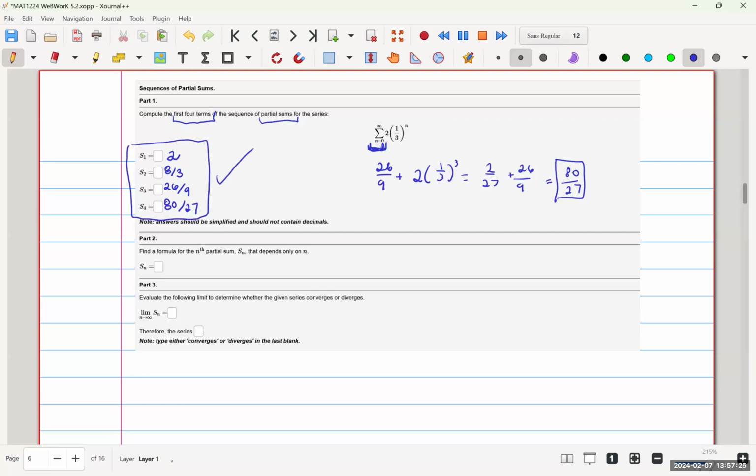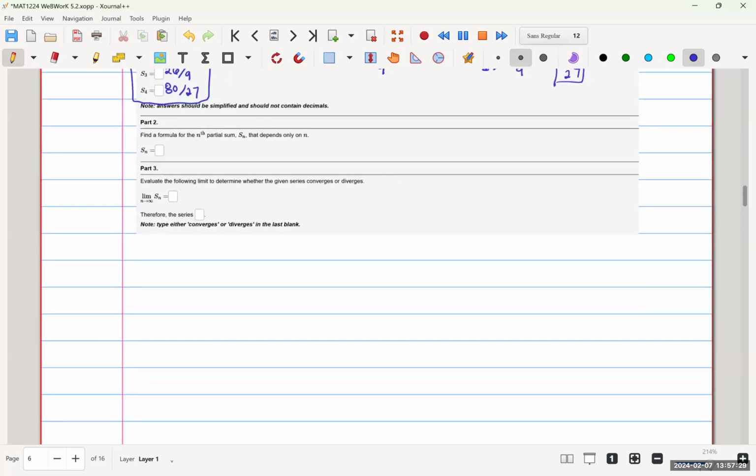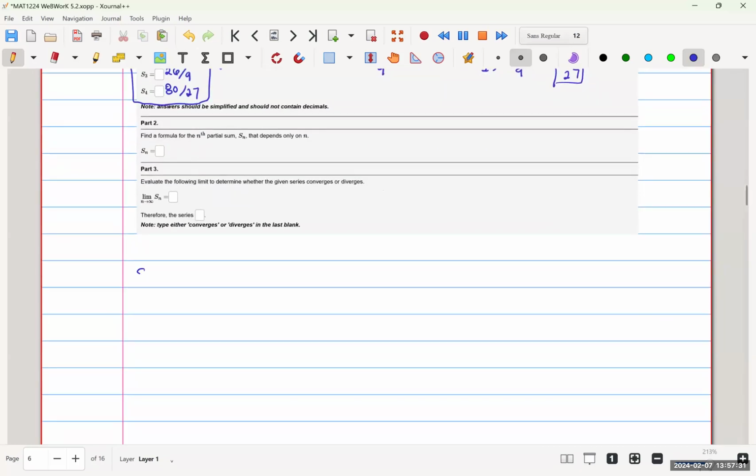Now we need to find the formula for the nth partial sum S of n that only depends on n. So the formula for S of n is a times 1 minus r to the power of n, over 1 minus r, where a is the first term and r is the common ratio.